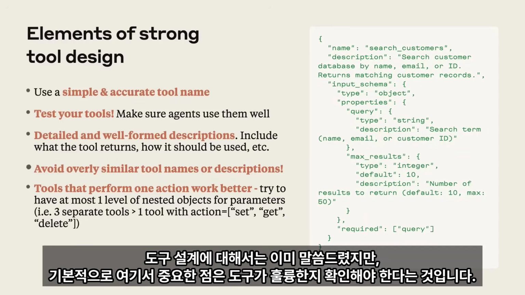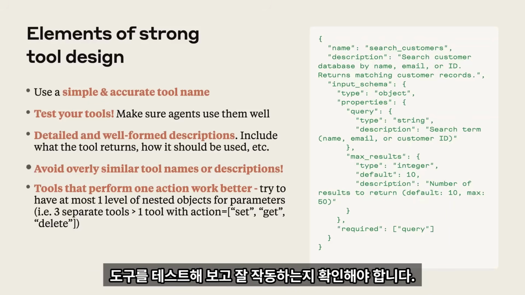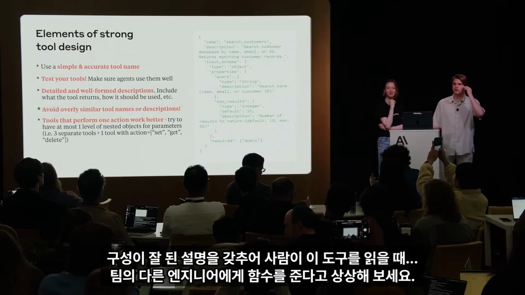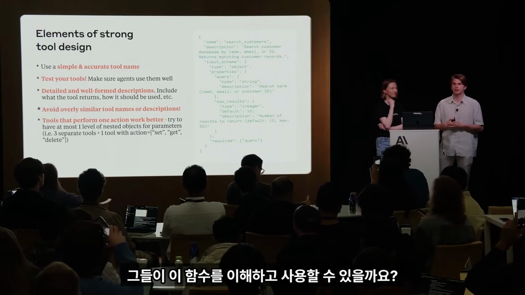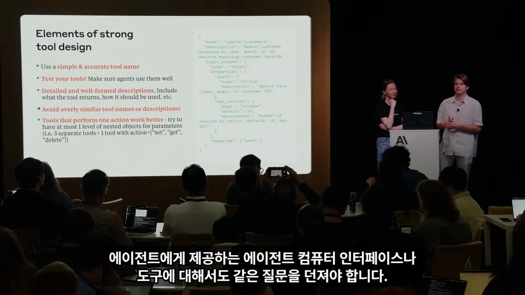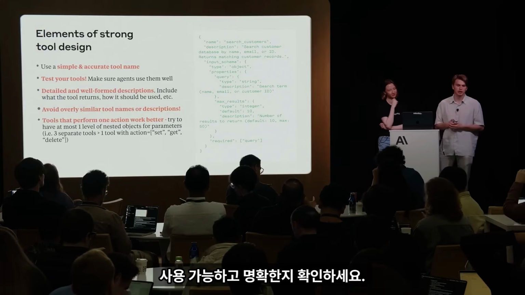I talked already about tool design, but essentially the key point here is you want to make sure that your tools are good. What is a good tool? It will have a simple, accurate tool name that reflects what it does. You'll have tested it and made sure that it works well. It'll have a well-formed description so that a human reading this tool, like imagine you give a function to another engineer on your team, would they understand this function and be able to use it? You should ask the same question about the agent computer interfaces or the tools that you are giving your agent. Make sure that they're usable and clear.